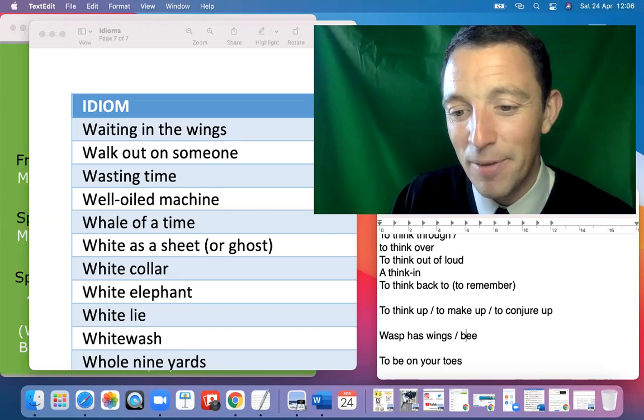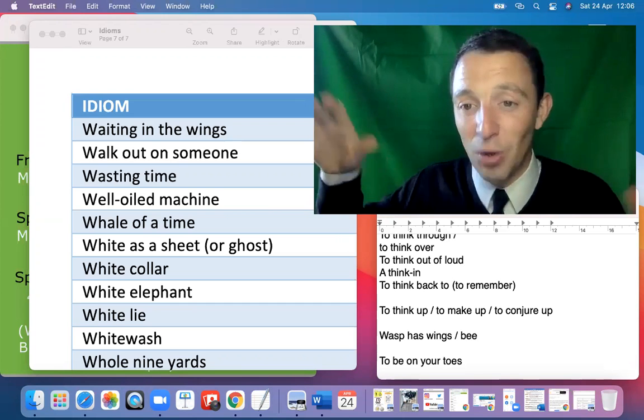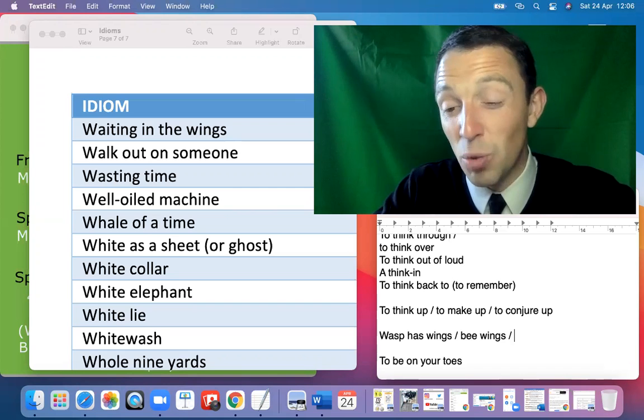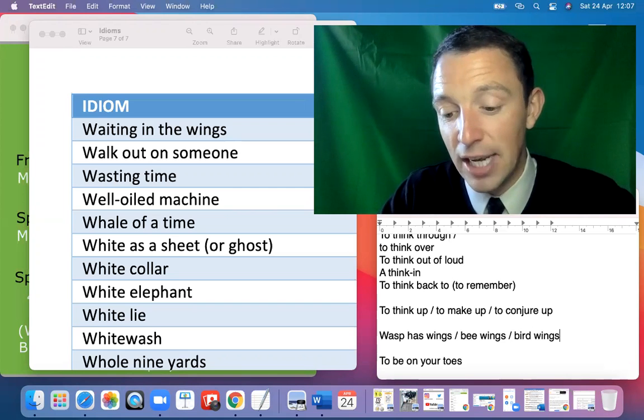So the bee has the wings, the bird has the wings, okay? Bird has wings. So we have a lot of expressions in relation to this.